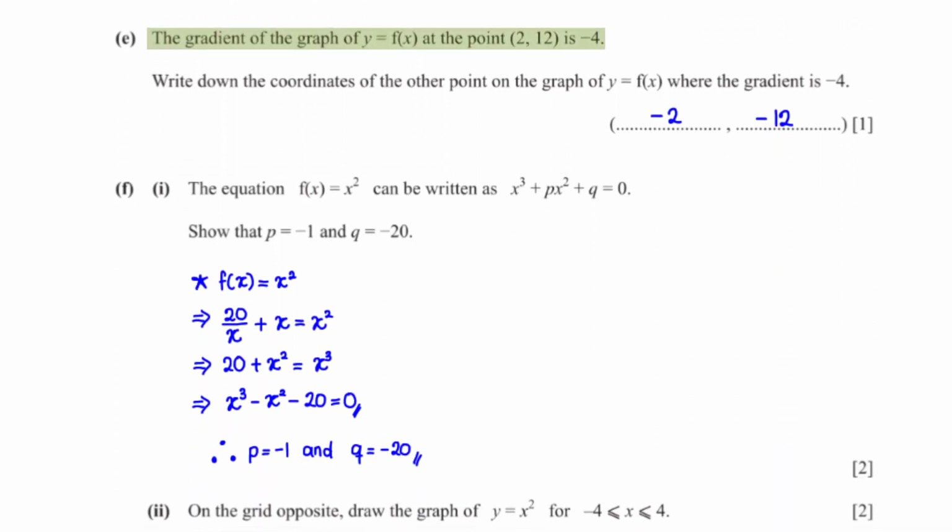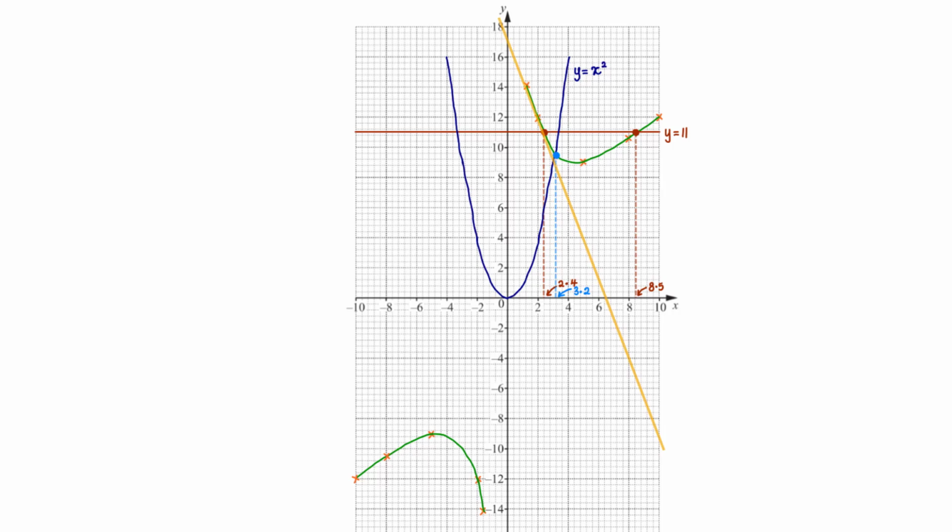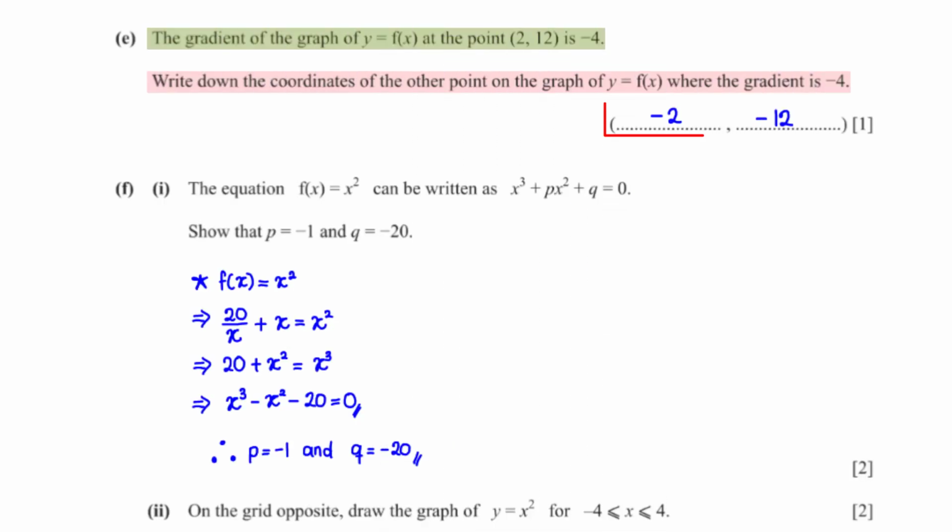The gradient of the graph of y equals f of x at the point (2, 12) is -4. Write down the coordinates of the other point on the graph of y equals f of x where the gradient is -4. The gradient of the graph at (2, 12) is the slope of the tangent at (2, 12). We want to find another tangent on the graph that has the same slope, or in other words, a tangent parallel to this one. We see that the only other point where the tangent has the same slope is at the point (-2, -12).